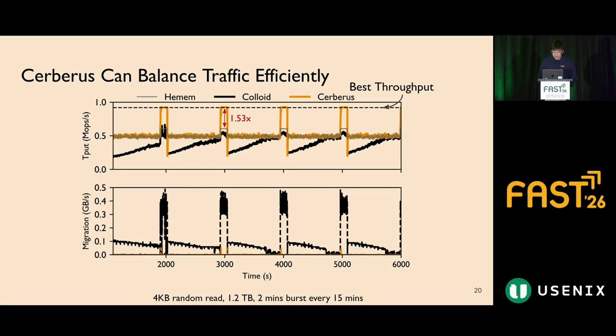So let's see how Cerberus behaves on such dynamic workloads. Cerberus is shown in the orange line. In the top graph, we can see that at the load burst, Cerberus achieves 1.5 times higher throughput and is able to use the bandwidth from both devices, and therefore achieves the best throughput. Cerberus achieves this efficient load balancing by routing the traffic across the tiers during the load burst without triggering migration. As a result, Cerberus achieves 45% higher throughput compared to Colloid, the migration-based approach.